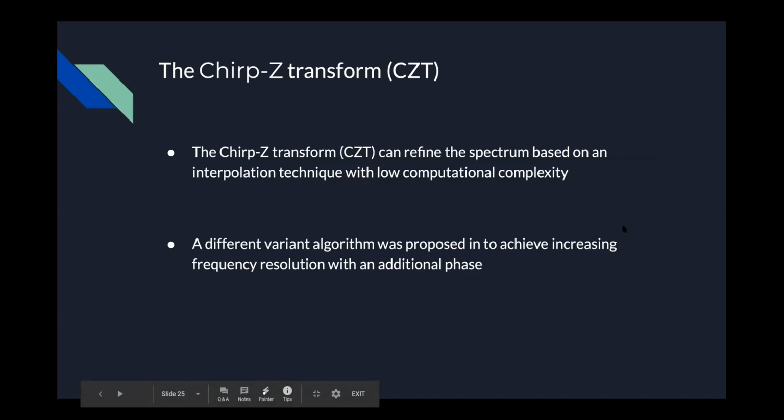And this is the chirp Z transform method. It basically uses interpolation techniques to get the spectrum. It has low computational complexity compared to DFT, and it also increases the frequency resolution by introducing an extra phase. Yeah, that's it.